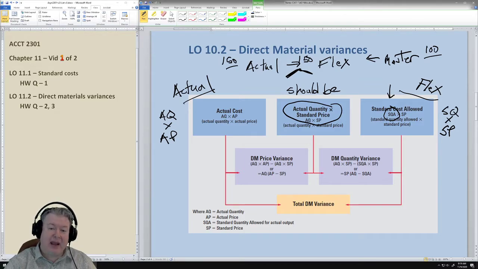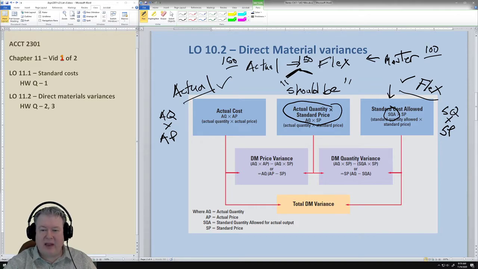Now, we actually paid this much. We budgeted this much, but taking the actual quantity times the standard price, this is what we should have paid if we had done that actual volume. So just be aware that this is my own kind of word for it, but it helps us.